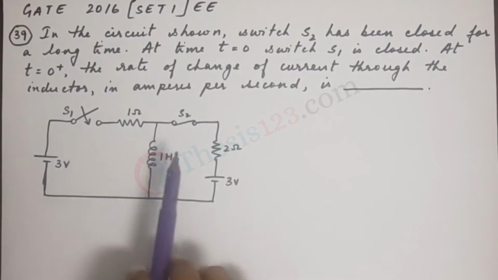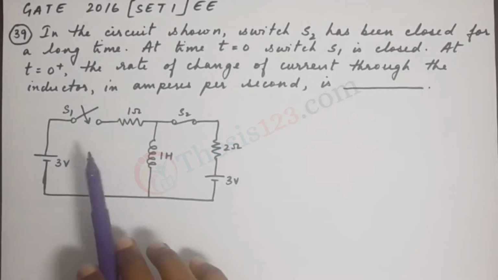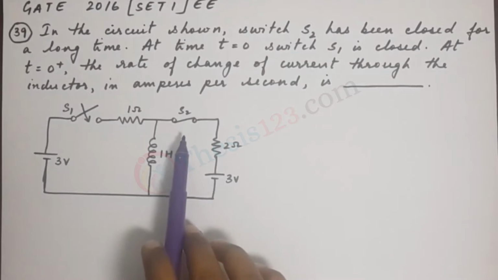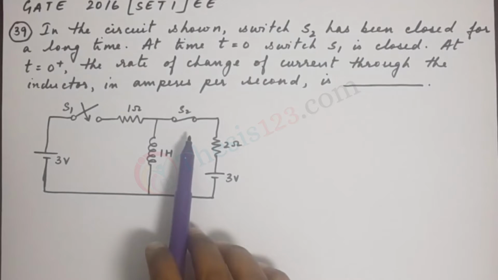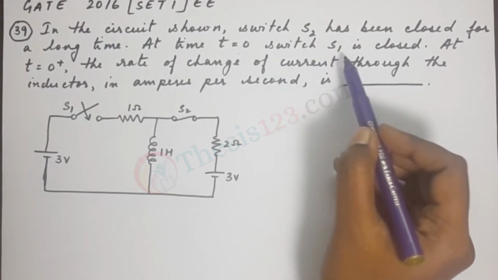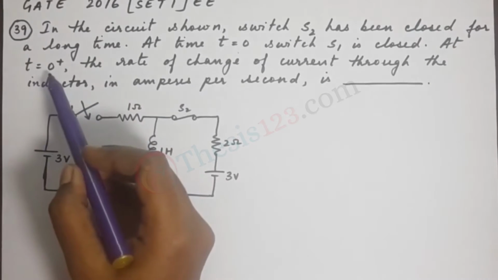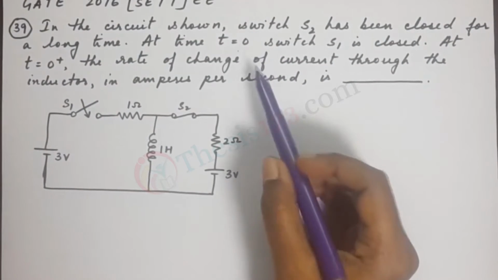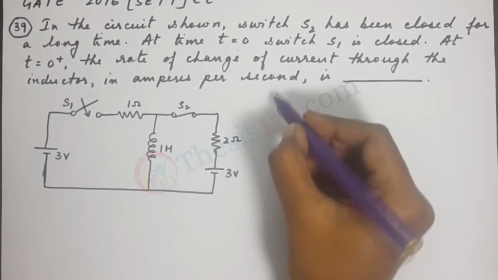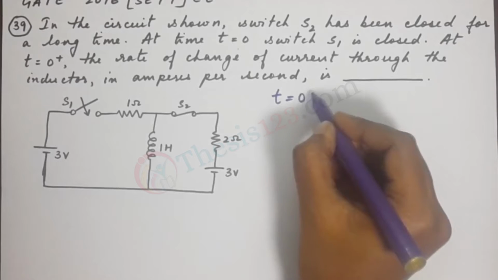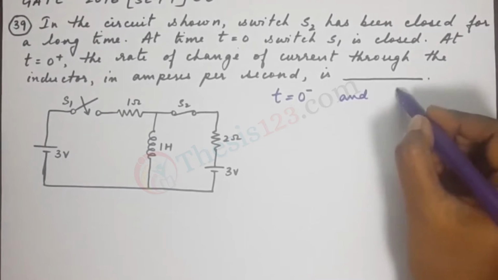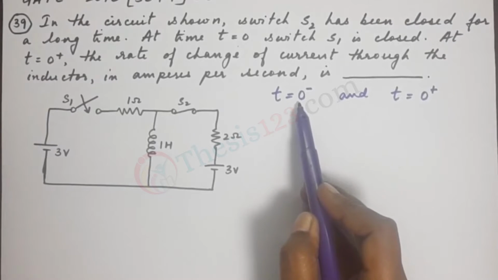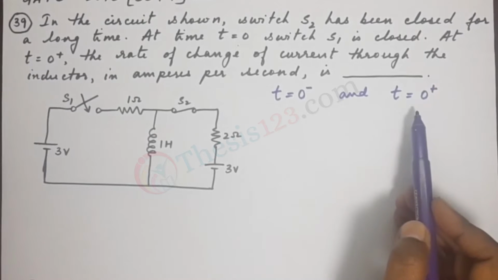We have been given the circuit with two switches, S1 and S2. The question says that S2 has been closed for a long time, and at time t equals 0, switch S1 is closed. t equals 0 plus indicates the time right after the switch is closed. So we will have to consider two instances: the circuit at t equals 0 minus and at t equals 0 plus. The instant right before the switch is closed and the instant after the switch is closed.